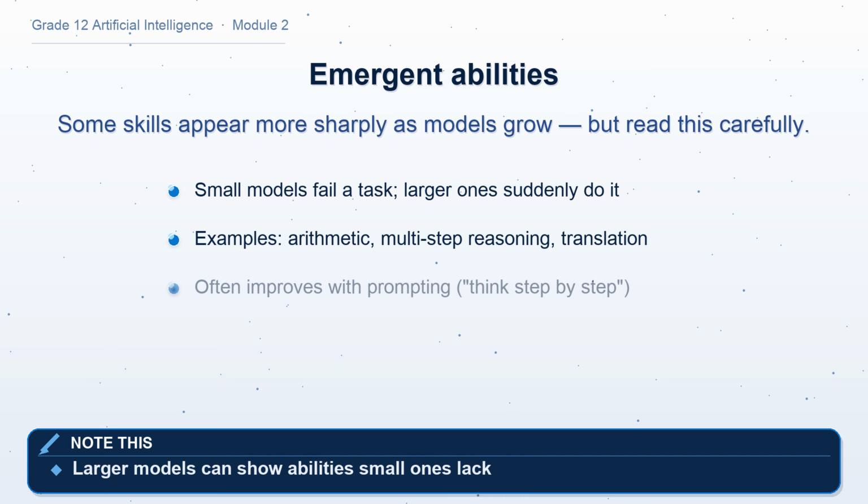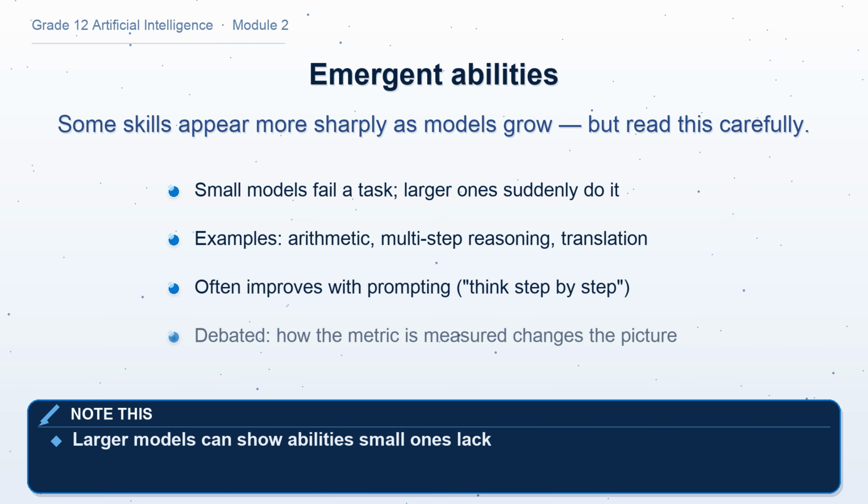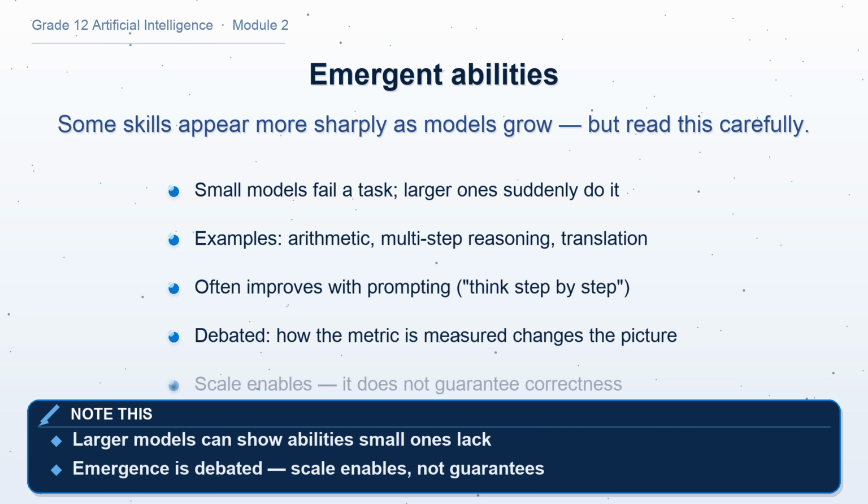Researchers debate how sharp this emergence really is, because how we measure a task can change whether the jump looks sudden or smooth. And scale enables new behavior. It does not guarantee the answer is correct. A large model can still be confidently wrong.